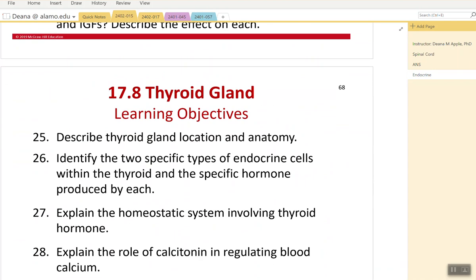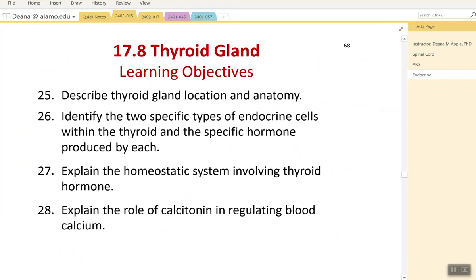Okay, so we'll stop with that and move on to your sheets. Thyroid will be on Monday.